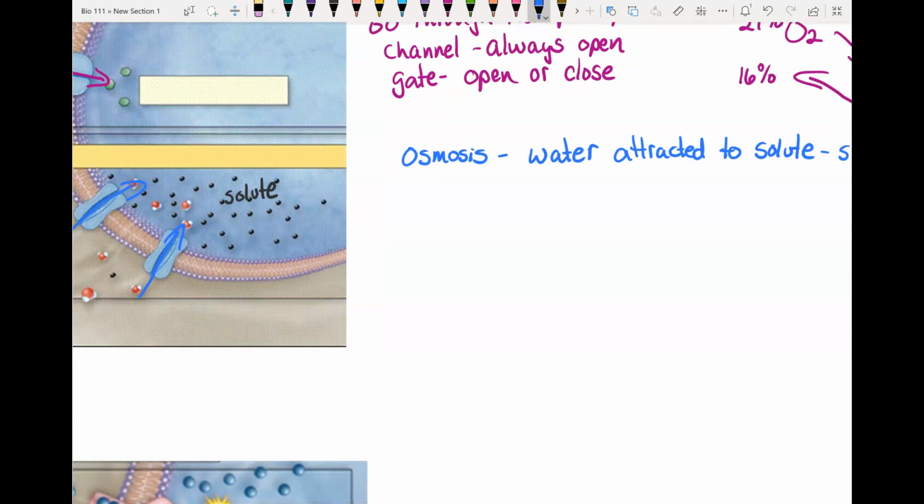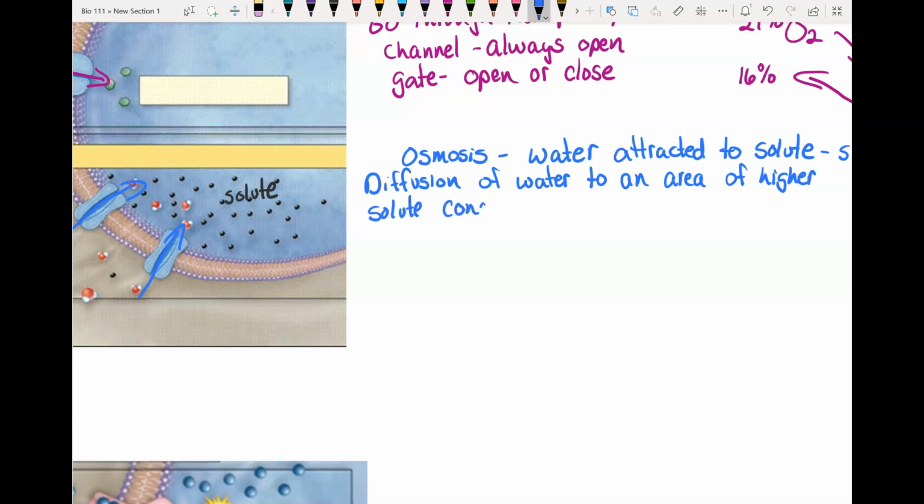So osmosis is defined as the diffusion of water to an area of higher solute concentration. This is very important in your body. Your body has osmolarity, and it's very important to maintain the osmolarity of your blood.